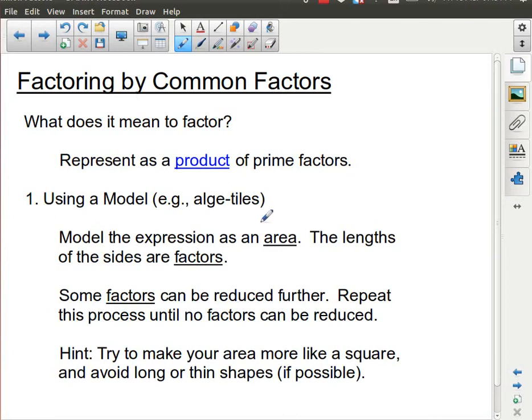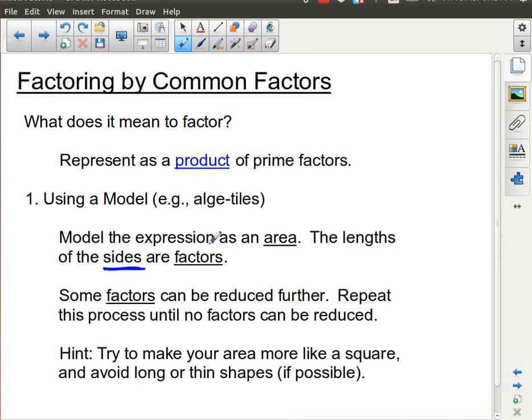So how can we do this? We've got some options. The first option we're going to explore is to do this using a visual model, using algebra tiles. The way we do this is we take our expression and we form an area, and then the sides of that area are going to be factors. This is the opposite process to what we started with before with algebra tiles. When introducing them previously, we started with the sides and used the sides to form an area. Now we're going to show that you can reverse that process.